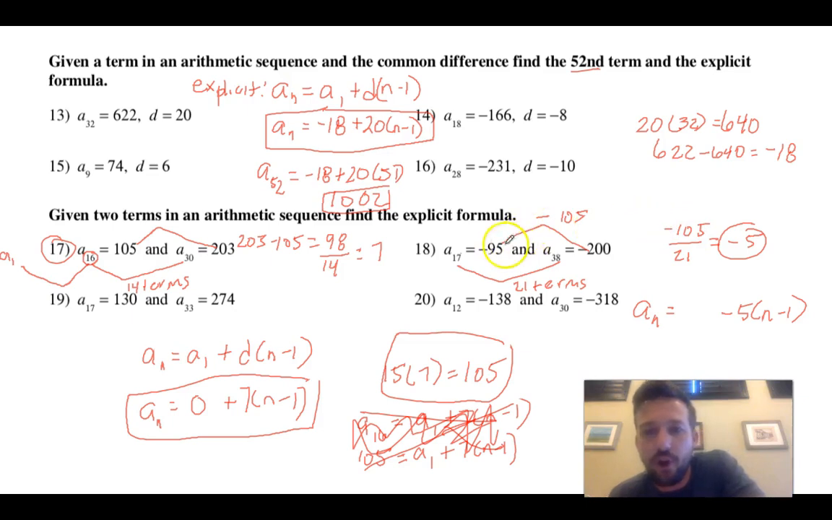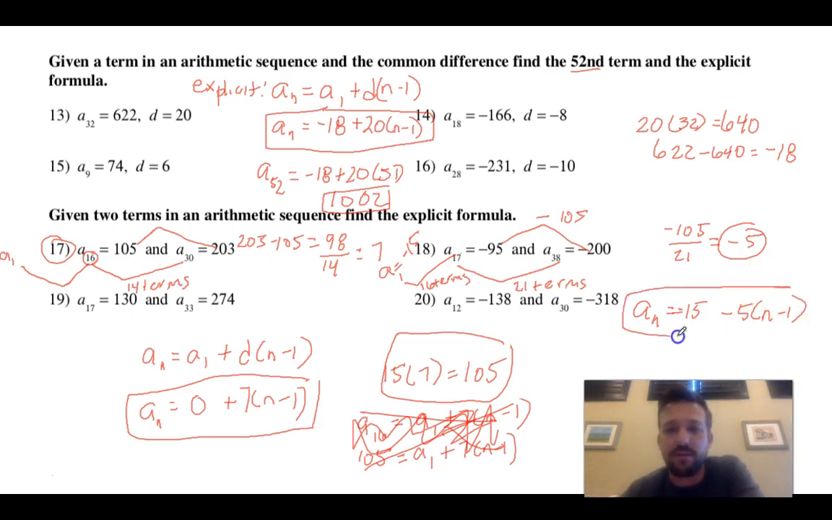To find that first term, all we're going to do is, okay, well, we want to find A1. It changes 16 terms to get there, right? So let's do negative 5 times 16. That'll give us negative 80. So it changed by 80 to get to A1. So negative 95 minus negative 80, so basically plus 80, would give us negative 15. So that's what our first term was, negative 15. Okay, there you go. Negative 15 minus 5 times n minus 1. And that would be the explicit formula for number 18.